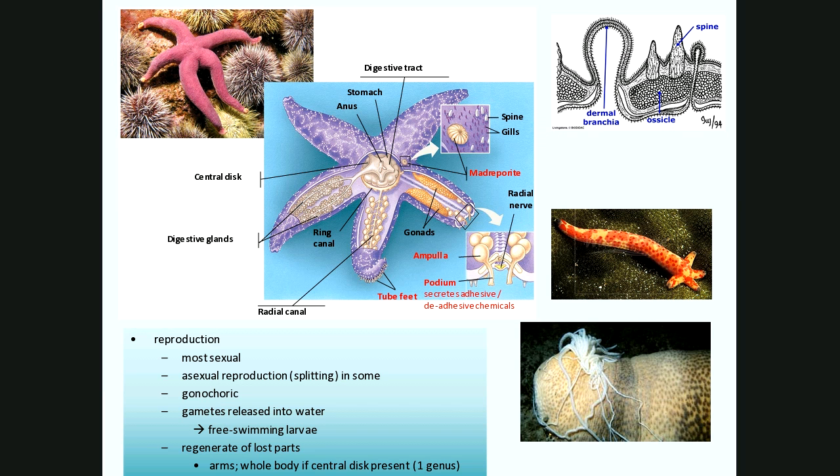The digestive tract, the stomach, and the anus are in the same place. There's the madreporite in the picture. It's just a little different. It's not quite as obvious as that. The digestive glands and the gonads are found running down the radial arms.